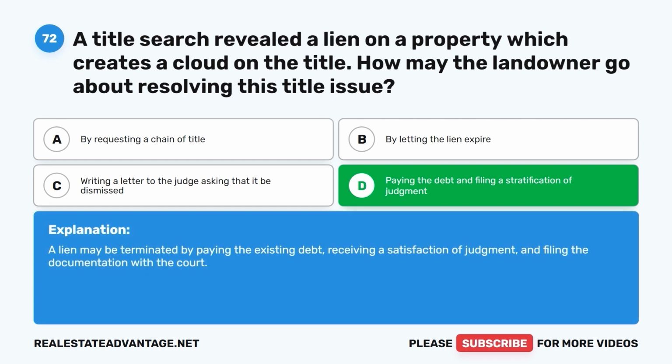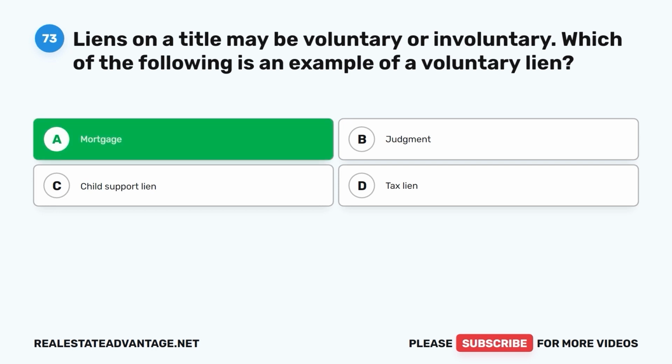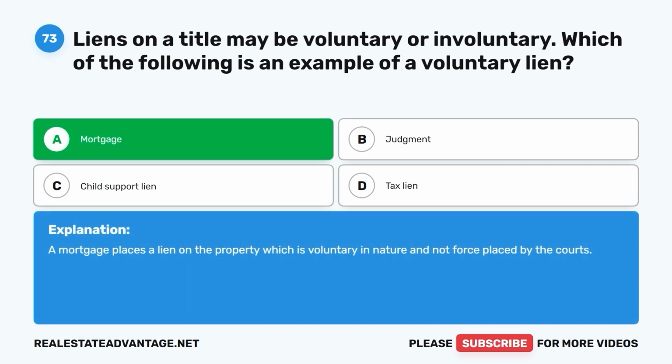A lien may be terminated by paying the existing debt, receiving a satisfaction of judgment, and filing the documentation with the court. Question 73. Liens on a title may be voluntary or involuntary. Which of the following is an example of a voluntary lien? A. Mortgage. B. Judgment. C. Child support lien. D. Tax lien. The correct answer is A. Mortgage.